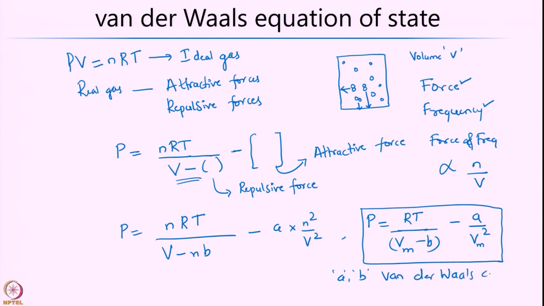Van der Waals coefficients, or van der Waals constants, for a given particular gas: what these indicate is that b indicates the repulsion, or the extent of repulsion, and a is a kind of measure of the attractiveness for a particular gas. And these are actually constants for a given gas, and they do not invariably depend on temperature.